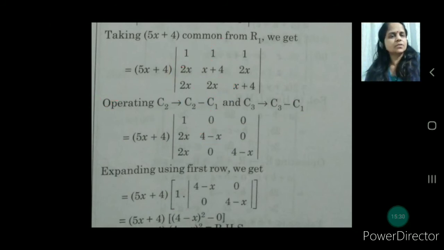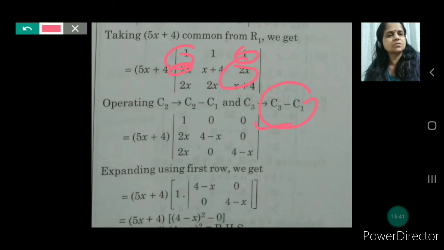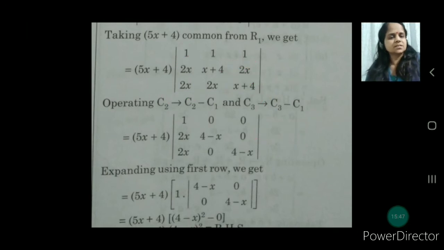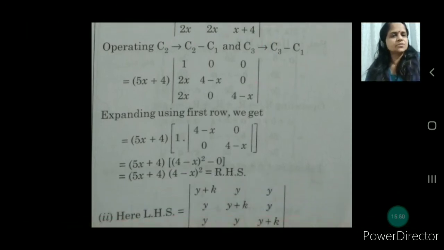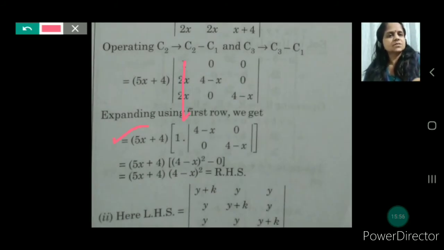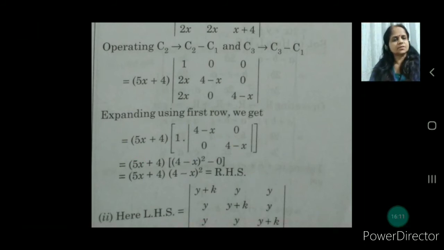Okay, and now for the third column, C3 minus C1. C3 element is 1, here it is also 1, so you will get 0. It is 2x minus 2x, it is also 0, and here x plus 4 minus 2x, so 4 minus x. Okay, and now expanding using first row. So it is 1, this first column, first row will cancel, and here you will get 4 minus x, 0, 0 and 4 minus x, so it is 4 minus x whole square. Okay, it is RHS.